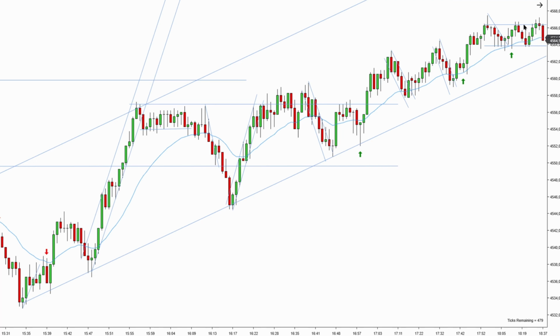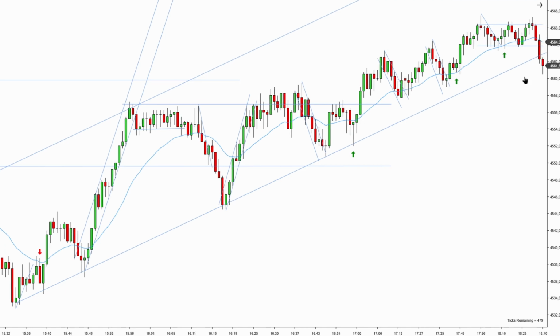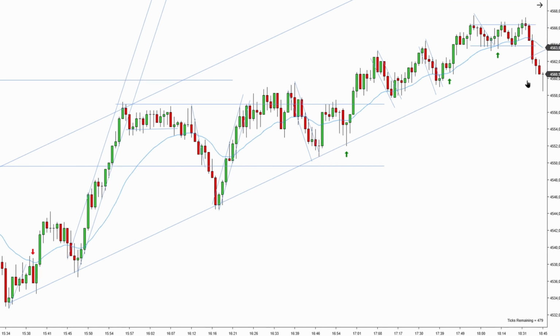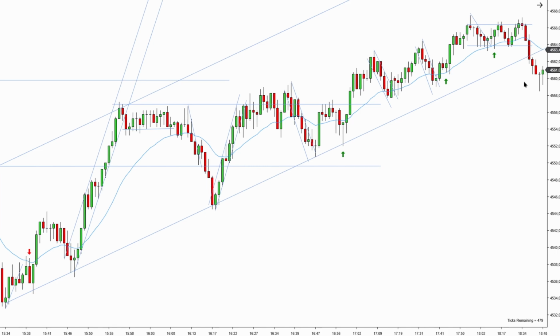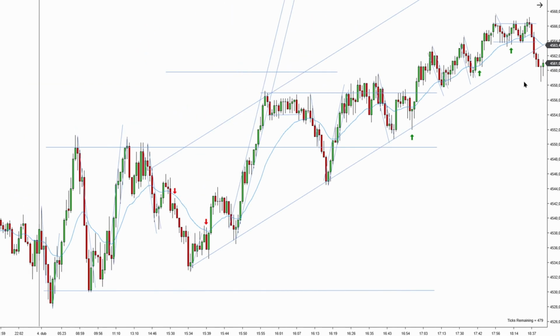And even though there's a second entry long, I don't like taking this because this was supposed to work. And right now we're just going sideways. So I'm just sitting patiently here and I have a first break of that uptrend. So I'm just going to zoom out to remind myself what the overall structure is. The overall structure is a clear bullish uptrend. And right now I expect price, because I followed the trend line rules, to create a new extreme.